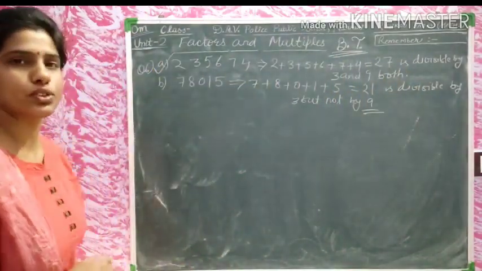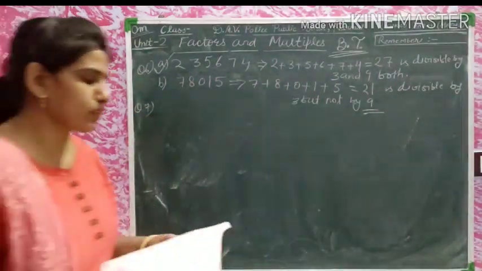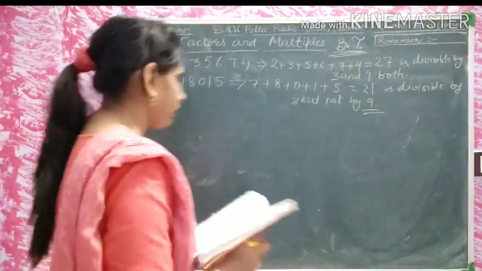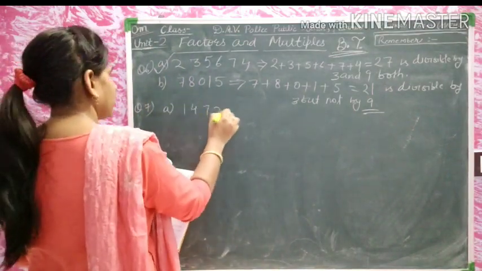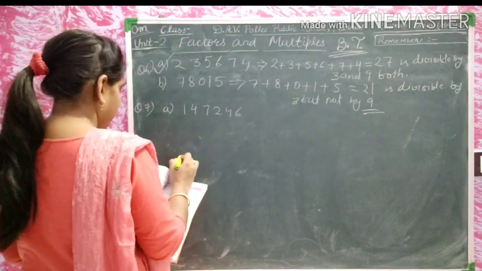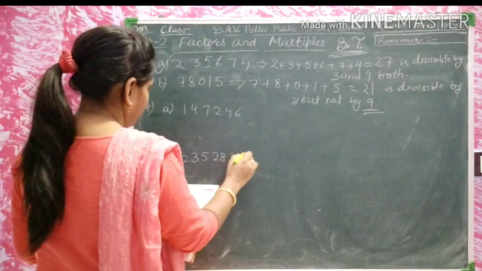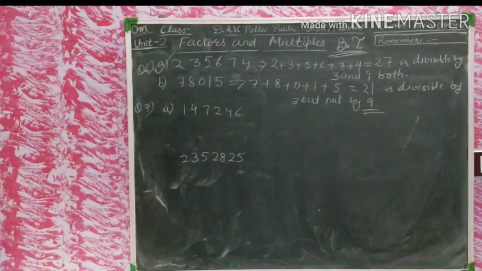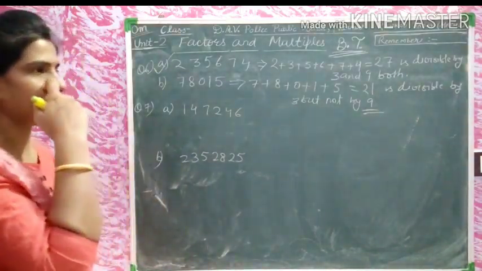Is this clear students? Now we will go to question number 7. In question number 7, test which of the following numbers are divisible by 11. Part A is the number 1, 4, 7, 2, 4, 6. And part B is the number 2, 3, 5, 2, 8, 2, 5. We have to divide both the numbers by 11.